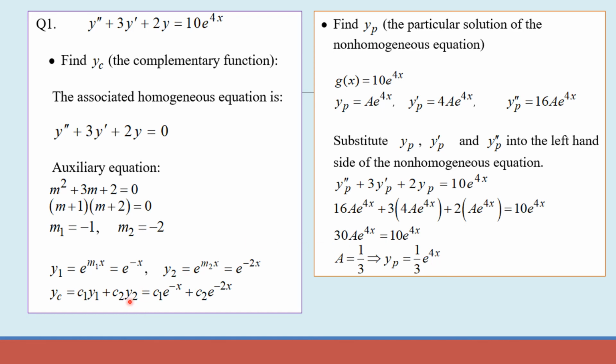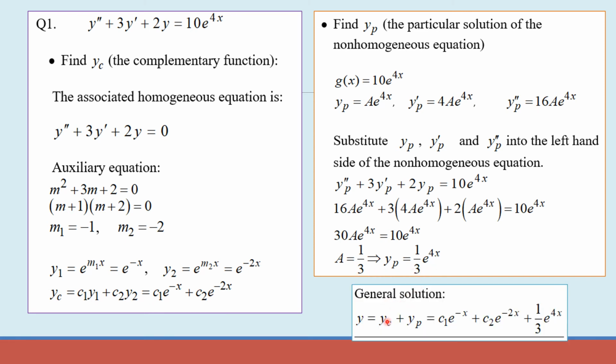So we've got the yc. Now we've got the yp. And now we can write the general solution. y equals yc plus yp. So yc is c1 e to the minus x plus c2 e to the minus 2x, plus yp, 1/3 e to the 4x. So these are the steps of how to solve this non-homogeneous linear equation.